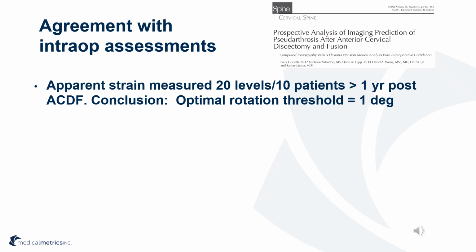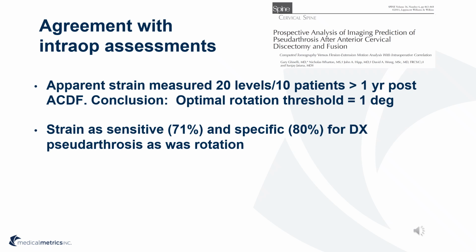In the reanalysis of the data, we found that strain was as sensitive and specific as rotation for diagnosis of pseudarthrosis. The strain threshold that gave the best balance of sensitivity and specificity was 4%.